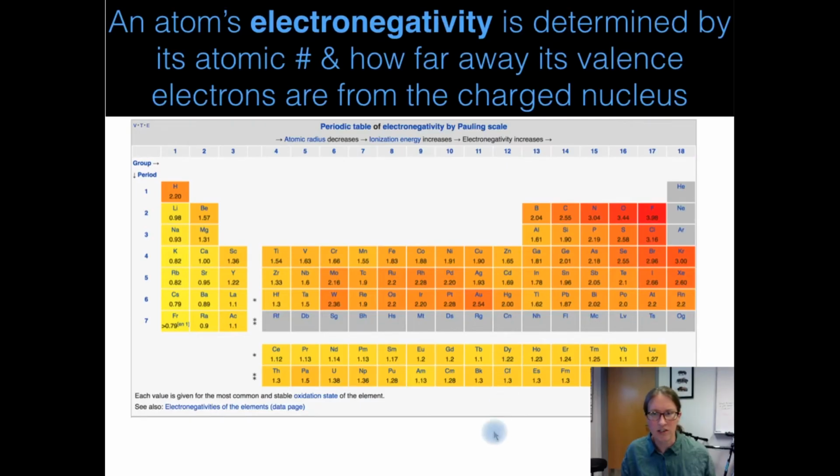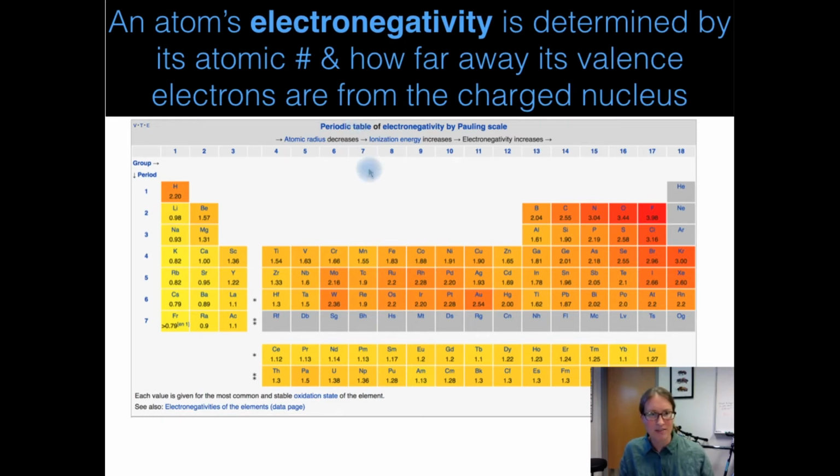So now here's a chart showing atomic electronegativity across the periodic table. The main thing that I want you to notice here is that an atom's electronegativity is a product of two things. So it's a product of that atom's atomic number, so how many protons it has in its nucleus, right? So more protons is going to mean a stronger positive charge and a greater pull for electrons. And then the other factor that determines an atom's electronegativity is how far away the valence or the outermost electrons are from the charged nucleus.